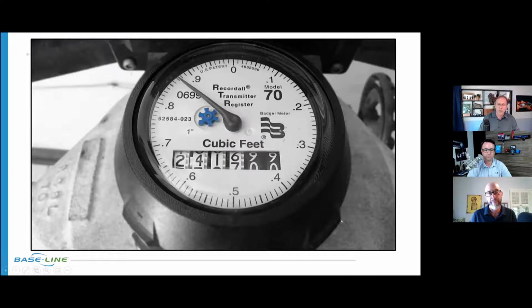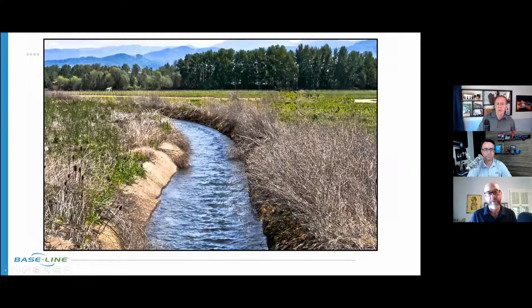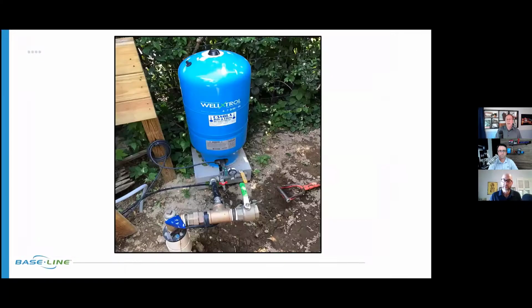The other thing that we're going to be seeing is maybe surface water. So surface water could be a canal, a pond, a lake. It kind of depends upon your region, but that's a very common water source. You might be seeing a well. So here, a smaller residential or light commercial well and the pump that goes with it.